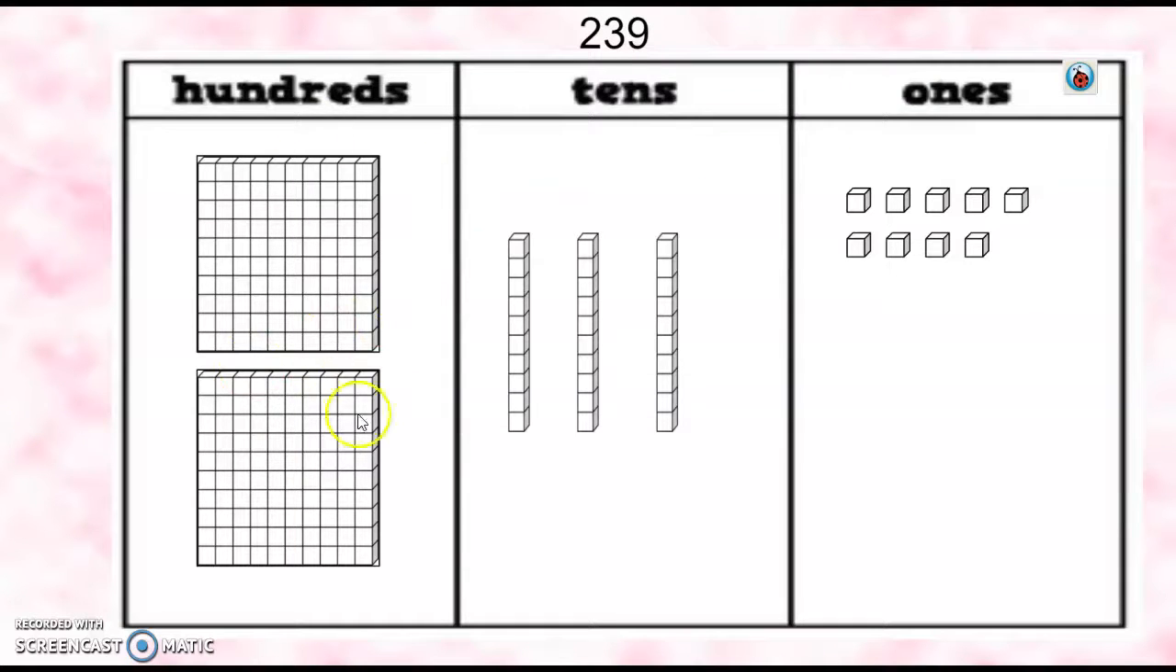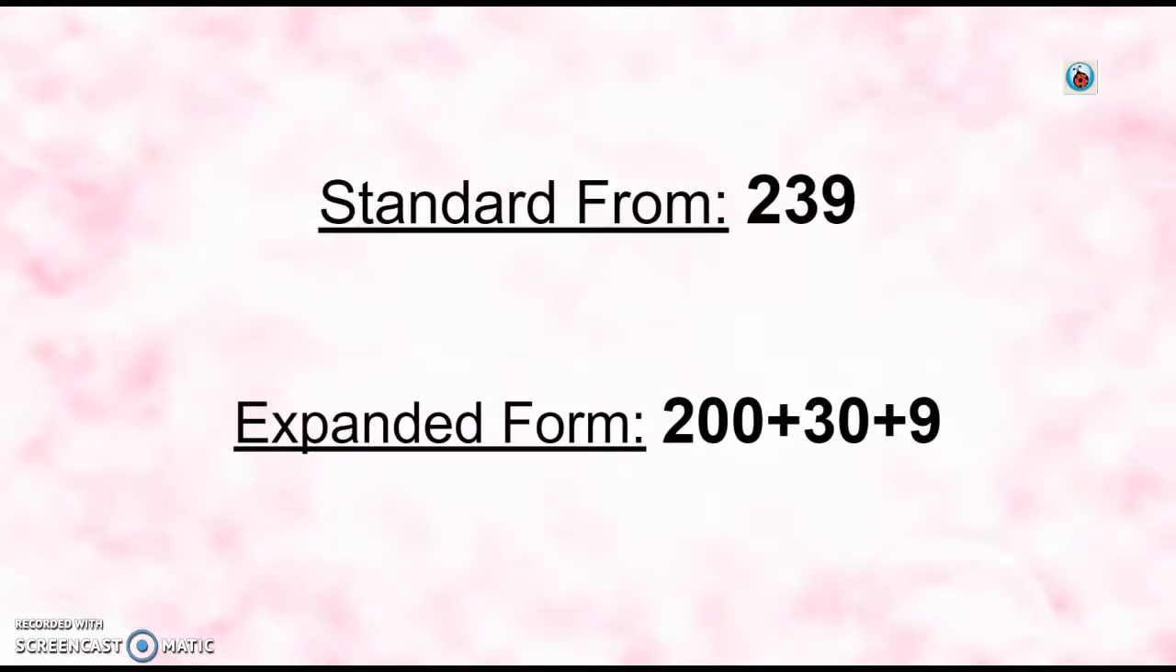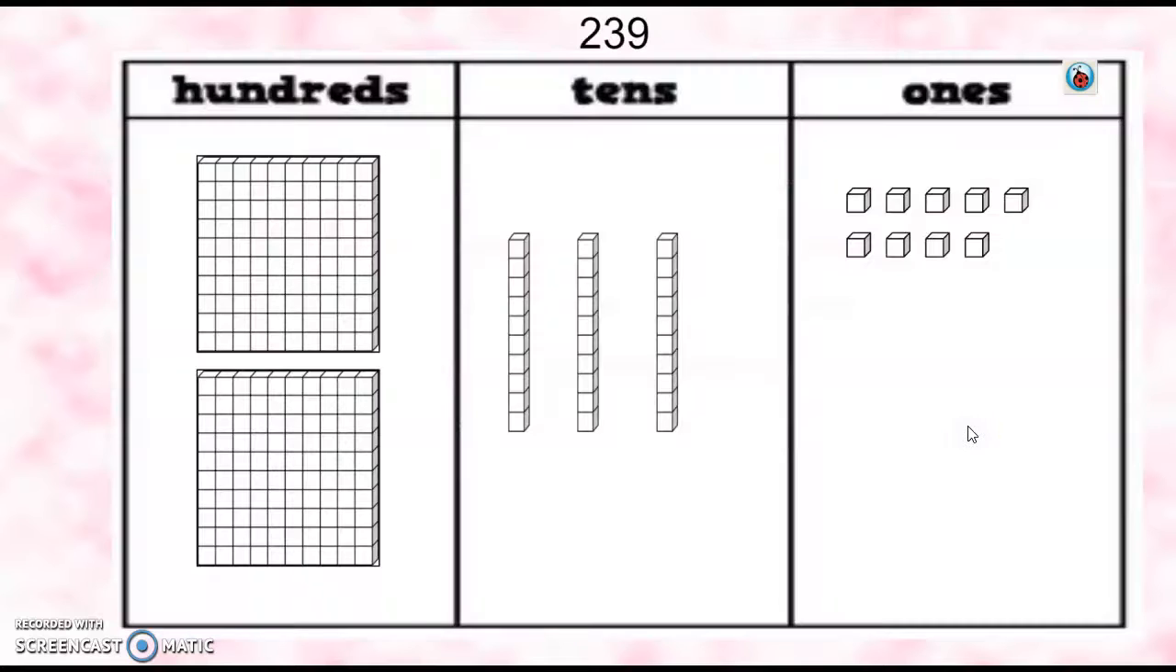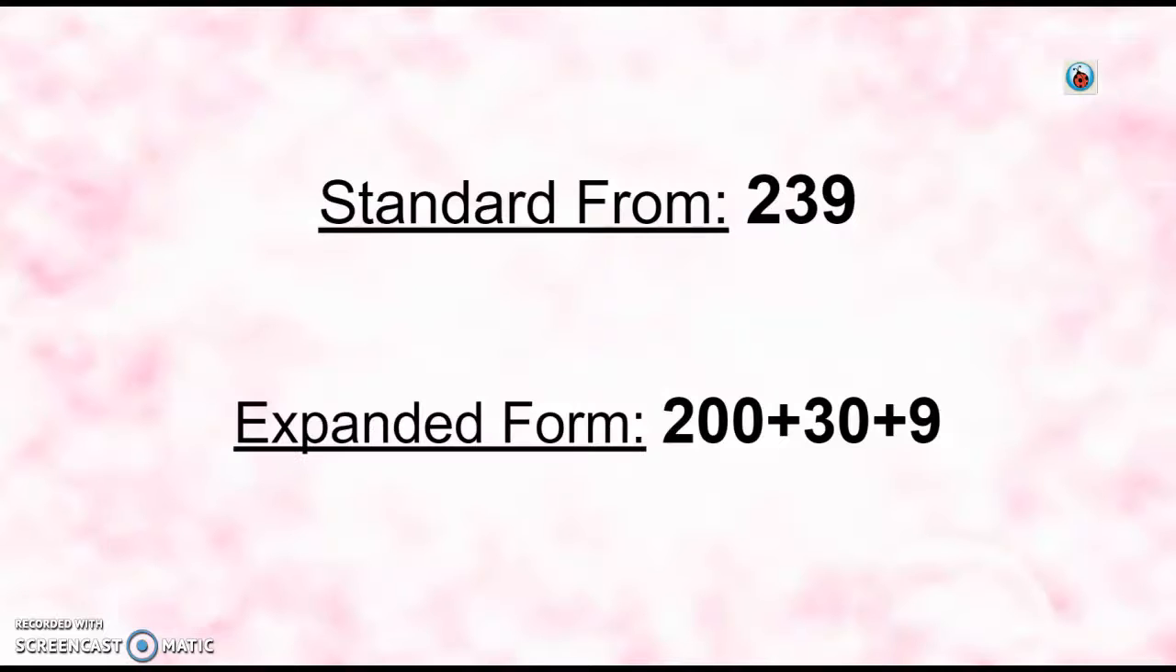So we have 200, 3 tens, 9 ones. This is 239. We are familiar with base 10. Let's look at it in expanded form. This is standard. Standard is just written as a normal number. Expanded form is when you pull it apart. So let's look at the number again. So 239, well, there's 200, there's 30, and 9. When you add it all together, in expanded form, you get the standard number, 239.